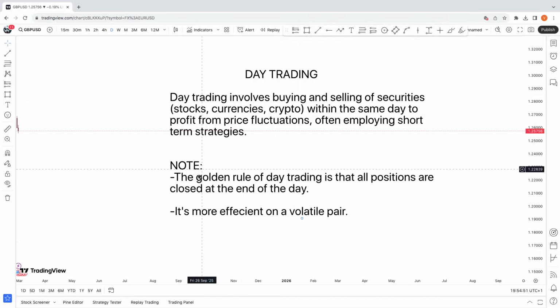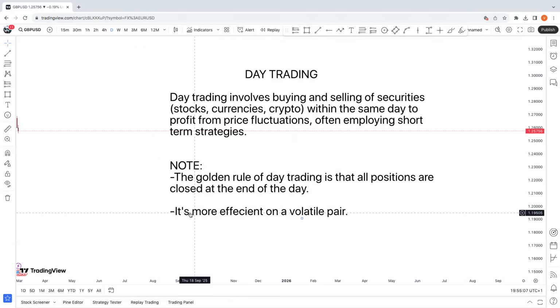Now, these are things to note. The golden rule of day trading is that all positions are closed at the end of the day. So it means you don't go to bed leaving a position open, right? As a day trader, all your positions are meant to be closed before the end of the day, right?